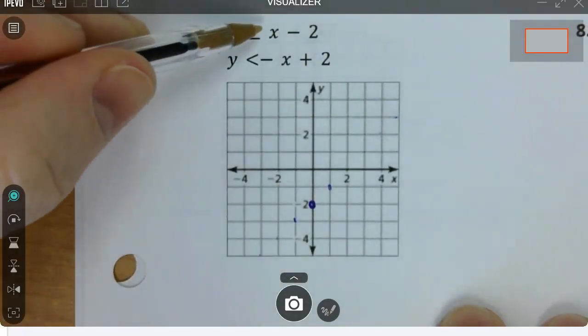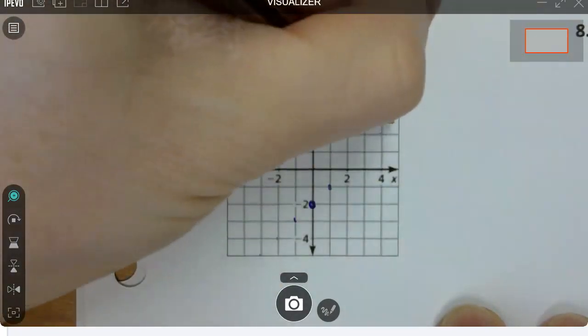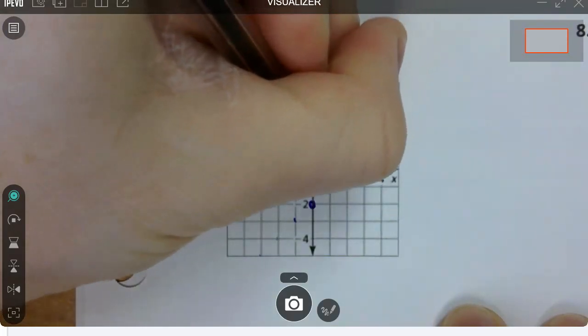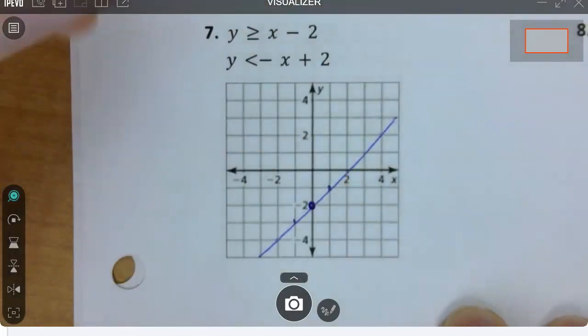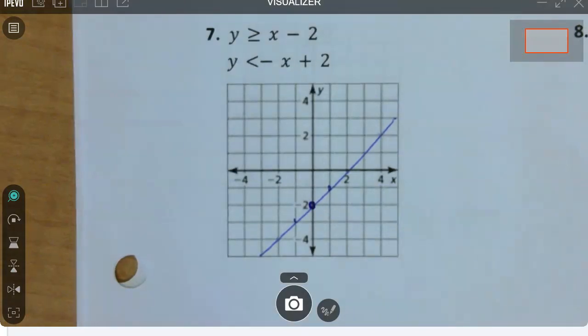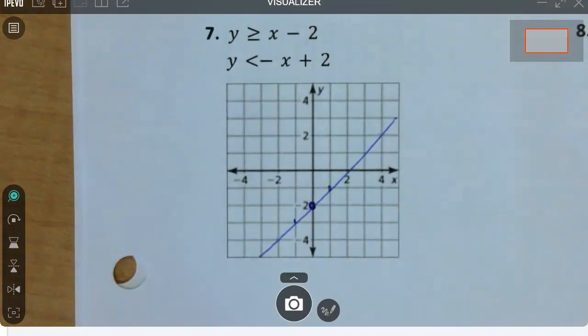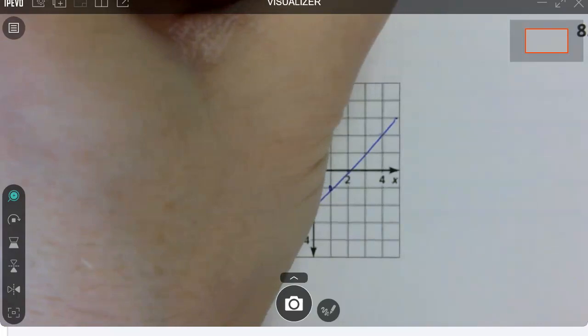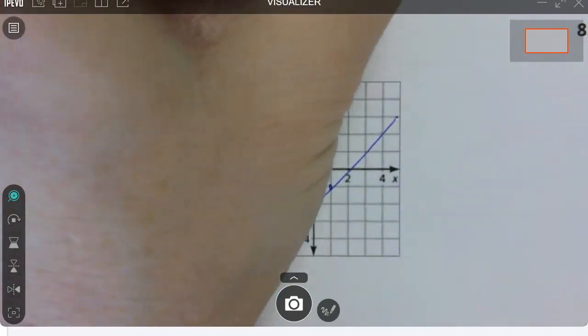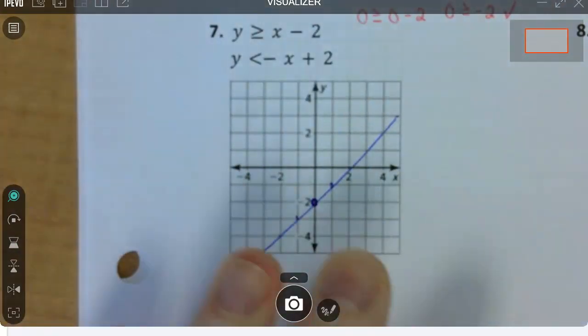It's going to be a solid line because of the greater than or equal to symbol. So here's my line right there. And then as far as shading, 0, 0 is not one of the points, so I can test 0, 0. And is 0 greater than or equal to 0 minus 2? Well, that would be 0 is greater than or equal to negative 2, which is true.